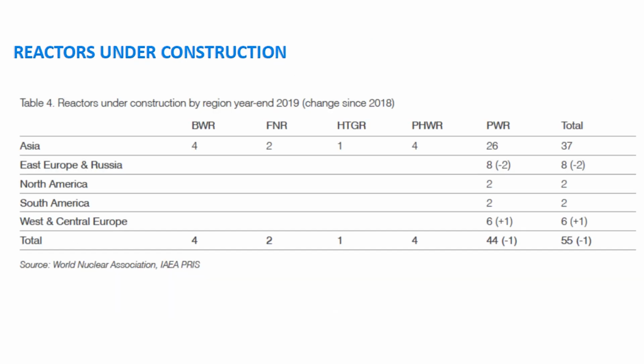So this is the breakdown of the reactors under construction. So for boiler water reactors in Asia, FNR 2, and a total of 37 reactors are under construction in Asia, and the rest are found in East Europe and Russia, North America, South America, and West Central Europe. Still no plans, of course, in the Philippines.